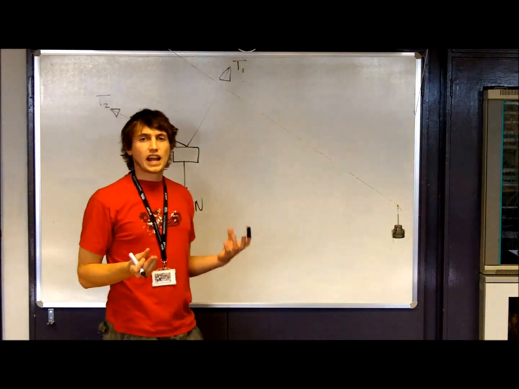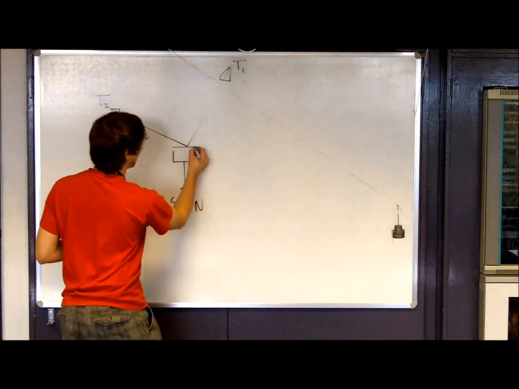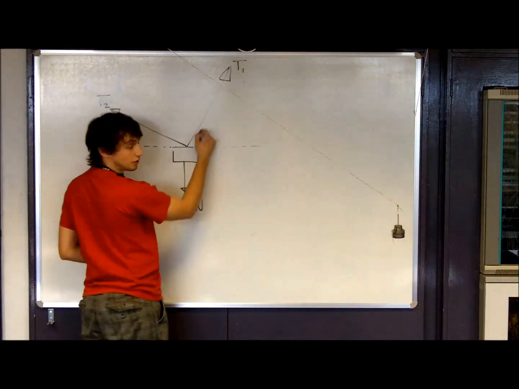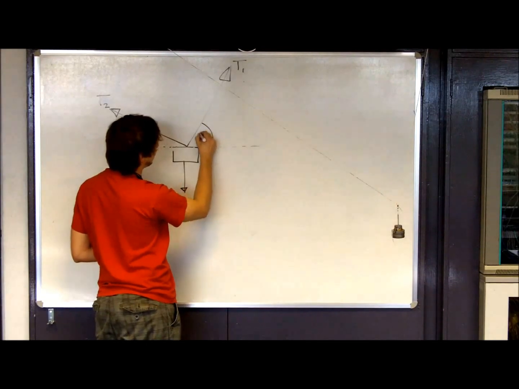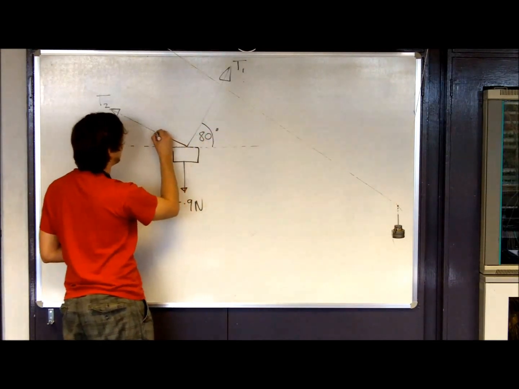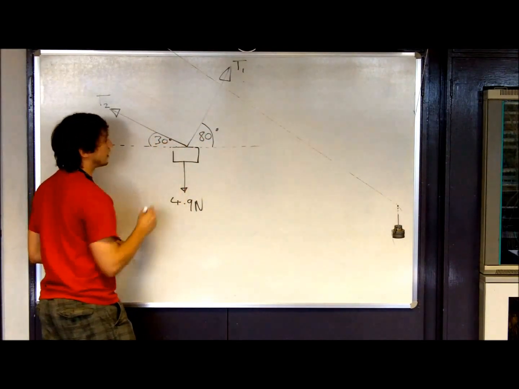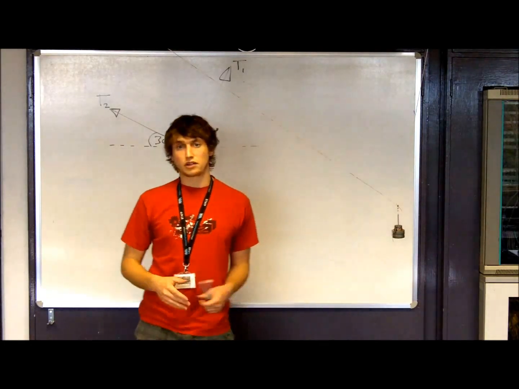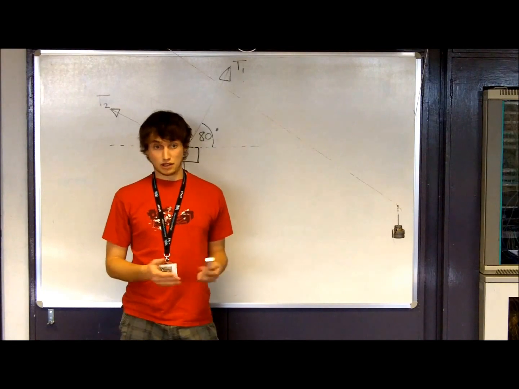And I'm also going to give you the angles to the horizontal. Alright, so if I continue this line horizontally, I've measured them already. This one is going to be 80 degrees, and this one is going to be 30 degrees. And this is where resolving into vertical and horizontal components becomes useful.